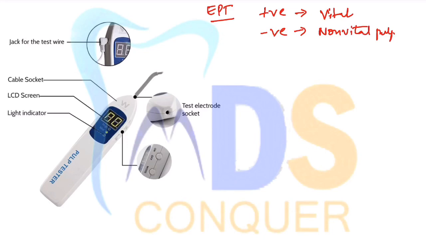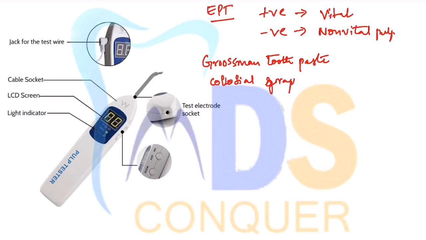So what happens at the next level? Most of your questions will revolve around the electrolyte, because whenever you go for EPT you need to apply an electrolyte. I hope most of you have done this in your colleges. For the electrolyte, you use toothpaste, called Grossman's toothpaste, and you regularly use colloidal graphite.